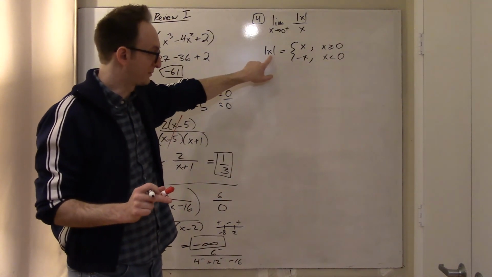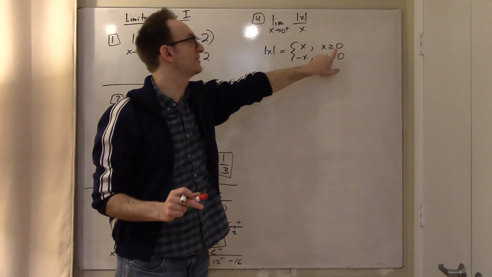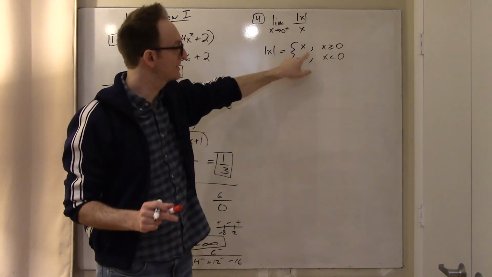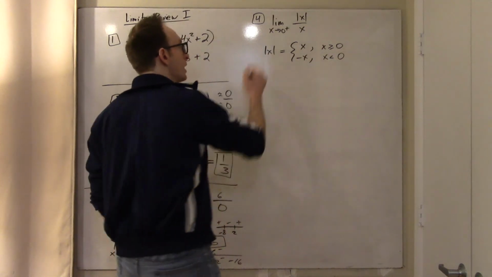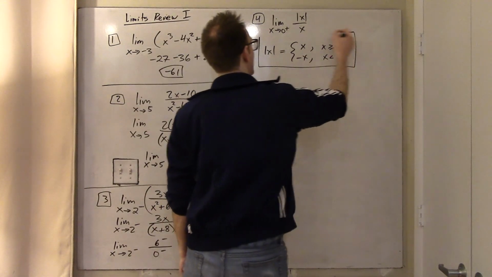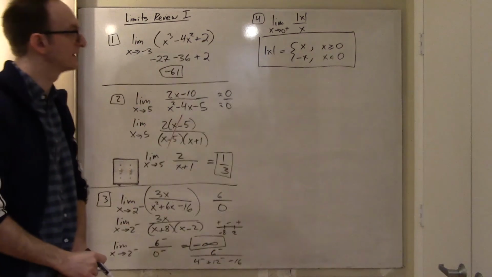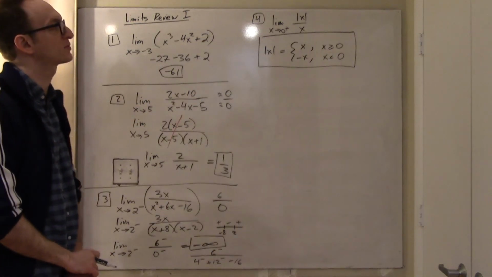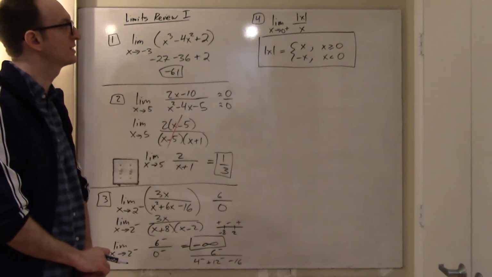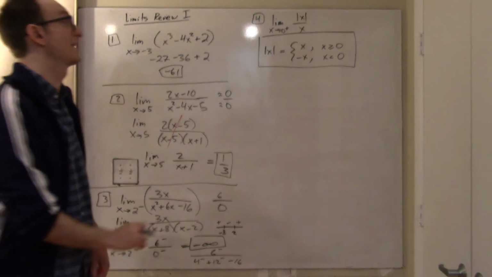If you want to know what the absolute value of something is, you just look at the inside. If the inside is greater than or equal to 0, it's positive, and if the inside is negative, then you just put a negative out front, making it positive. Okay, so this is the analytic definition of absolute value. And therefore, whenever you encounter absolute values in calculus, the thing to do is to just get rid of them.